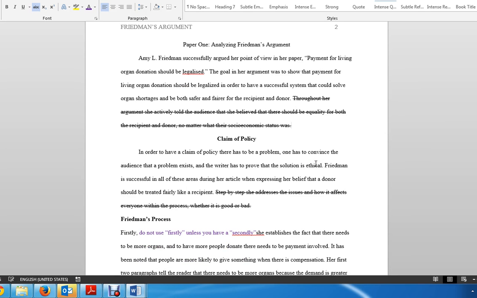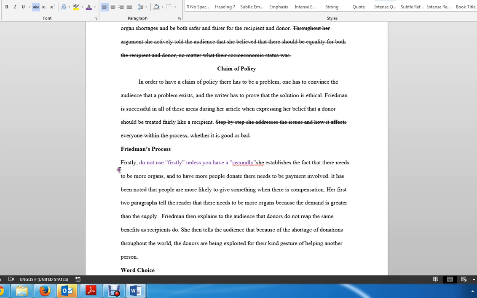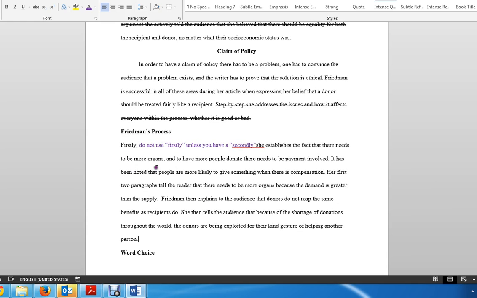The other thing is you need to make sure that you're always focusing on the audience, that it's not your commentary on what's happening. So here you say, in order that Friedman is successful in all these areas, etc. Friedman's process. Now, I'm not sure what you mean by process. This probably should be called problem or establishing the problem or something like that, because that's what she's doing first. It has to be the problem and then the solution. You have she establishes the fact, etc.